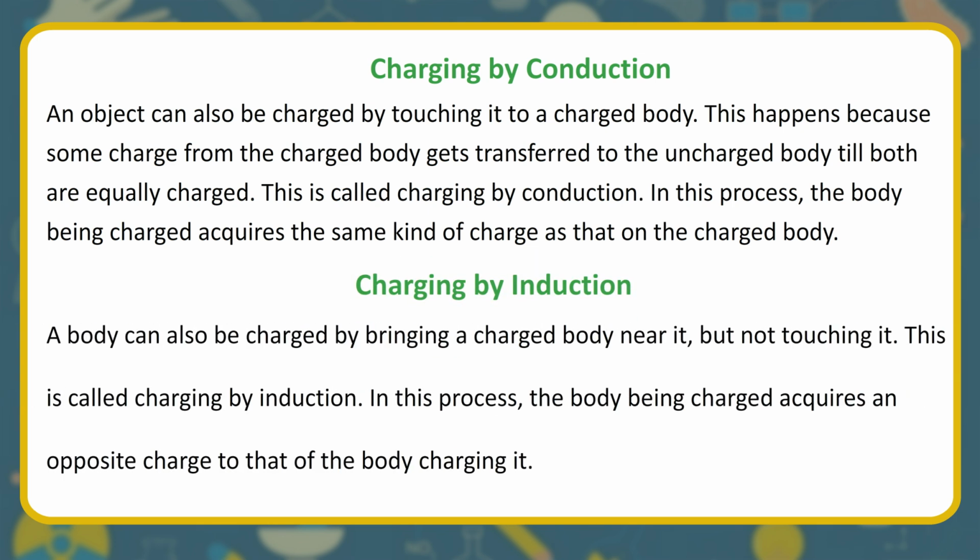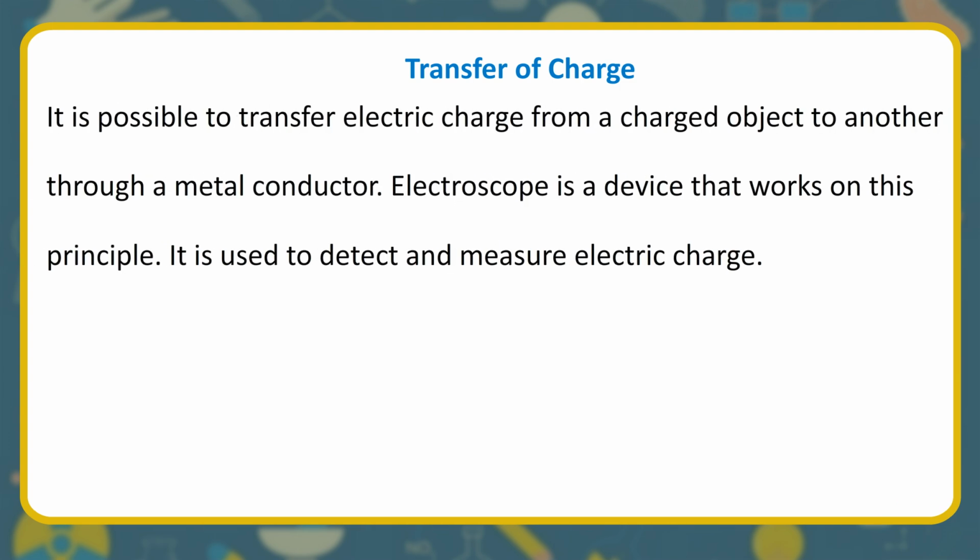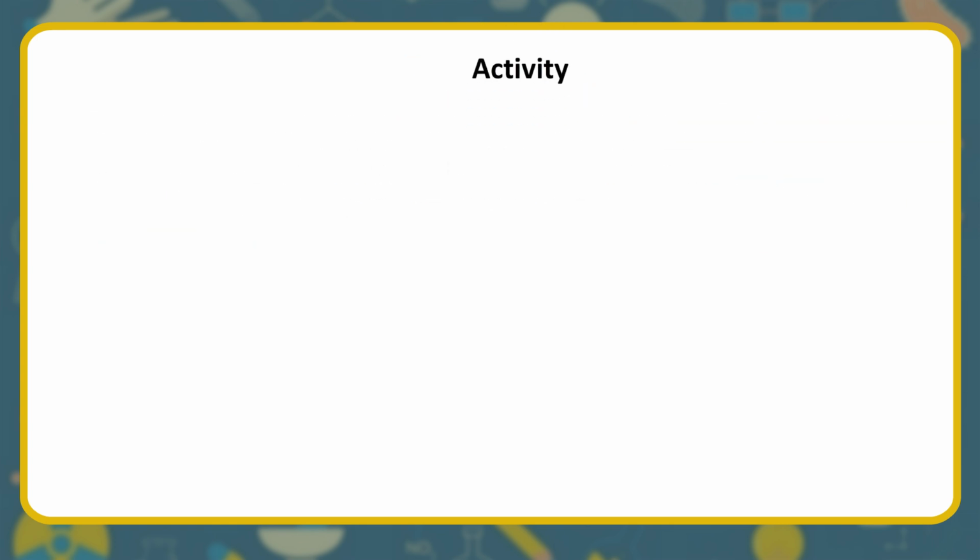Charging by induction. A body can also be charged by bringing a charged body near it, but not touching it. This is called charging by induction. In this process, the body being charged acquires an opposite charge to that of the body charging it. Transfer of charge. It is possible to transfer electric charge from a charged object to another through a metal conductor. Electroscope is a device that works on this principle. It is used to detect and measure electric charge.